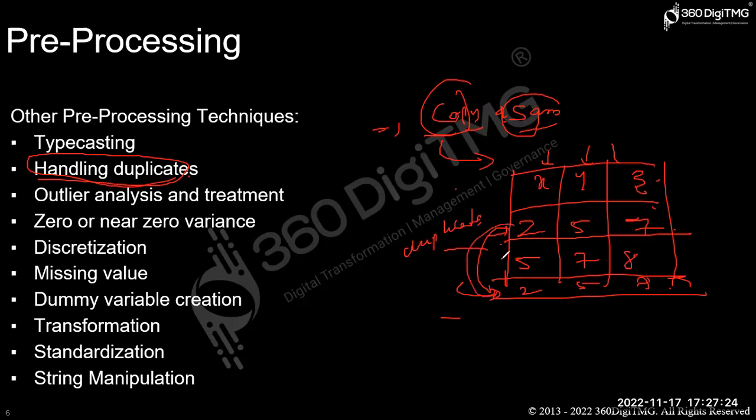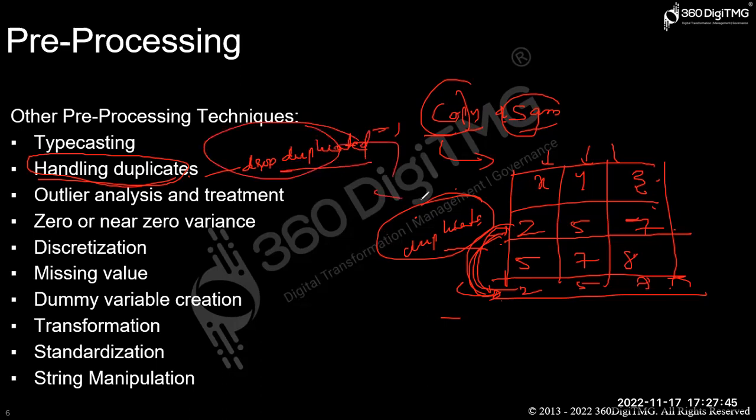Same data, same information you are giving again and again, right? So this we will be considering as duplicate. This duplicate won't be giving any extra information for us. So what we will do, we'll simply drop those duplicates. The drop function will be having drop duplicated, so it will simply drop whatever features or information is repeated. And then we will be having outlier analysis and treatment.